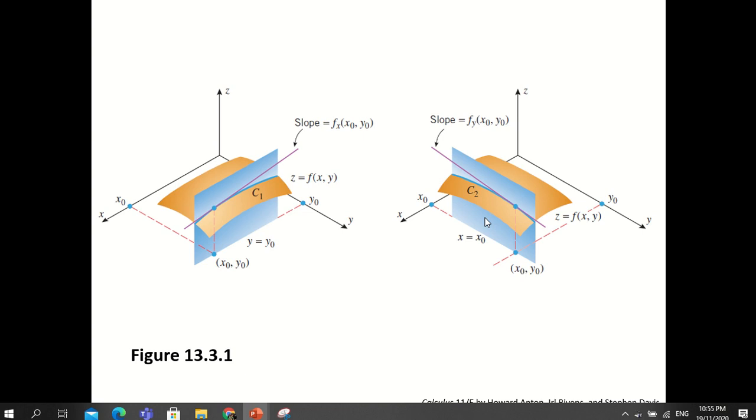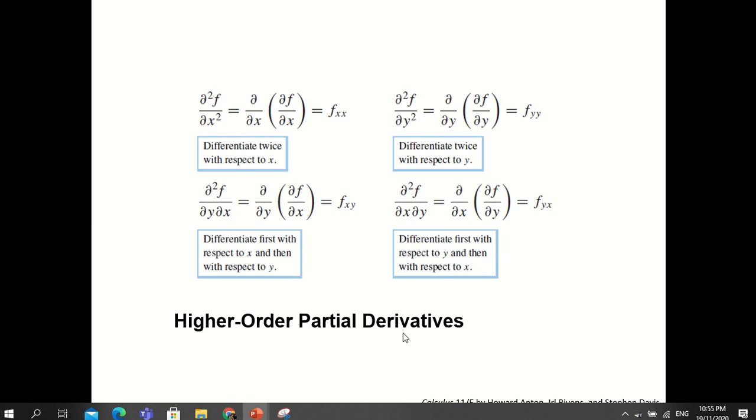Okay? So we also have higher order partial derivatives. The process here, class, is just similar to our ordinary differentiation. We will apply the same rules in differentiation, but this time we have partial differentiation. It means that when you take the derivative of a certain function, we have to hold one of the variables constant and allow the other variable to vary.